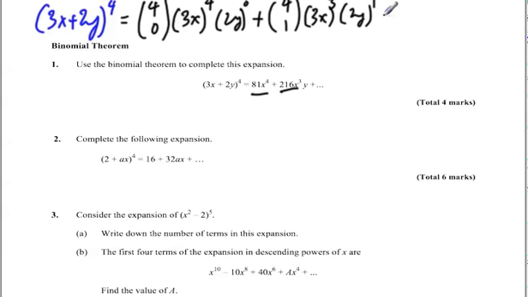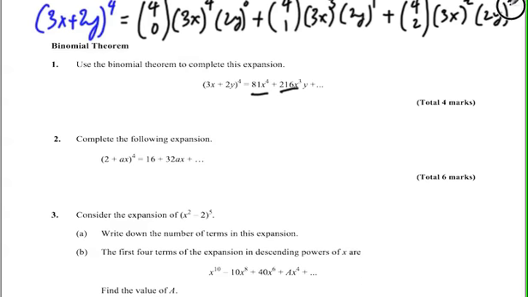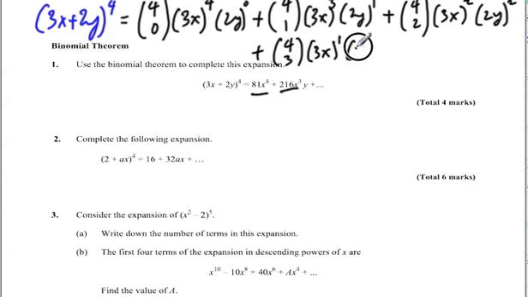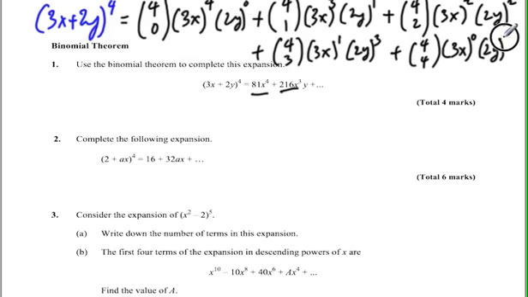So let's do the last three terms of this expansion. So it's 4 choose 2, (3x) squared times (2y) squared. This, remember, 3x decreases in power and 2y increases in power. Let's do the last two. So it's 4 choose 3, (3x) to the power of 1, (2y) to the power of 3, and finally it's 4 choose 4, (3x) to the power of 0, and (2y) to the power of 4.